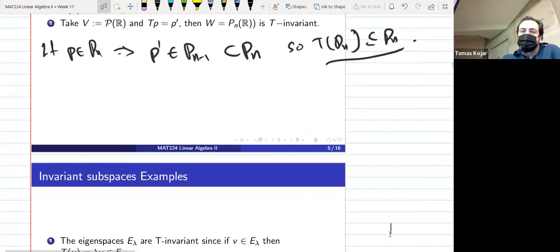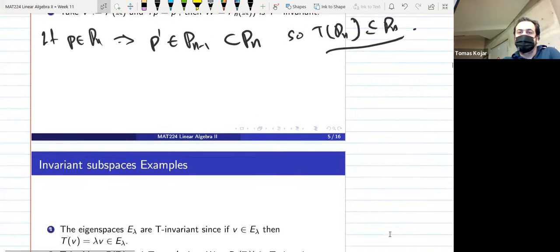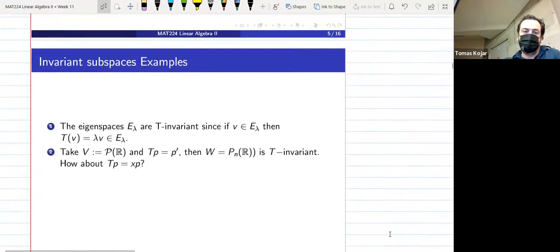Notation for the course, writing subset and then a little dash underneath. That just means it could be equal, right? We don't know. It means you have to prove them. In your homework for nilpotent maps, you have to prove not equal. So it's extra.